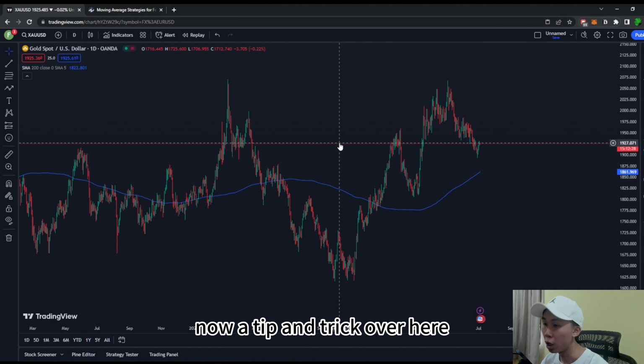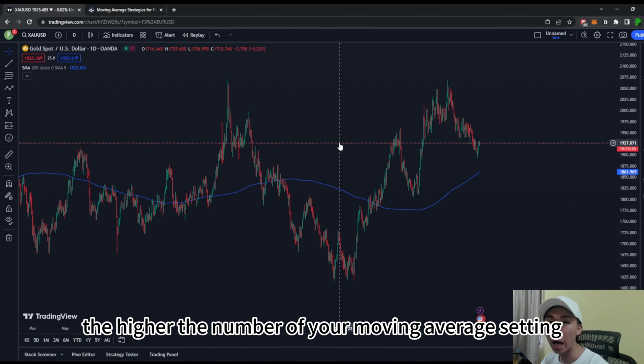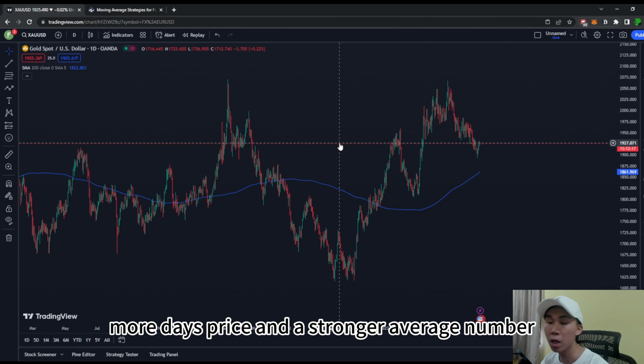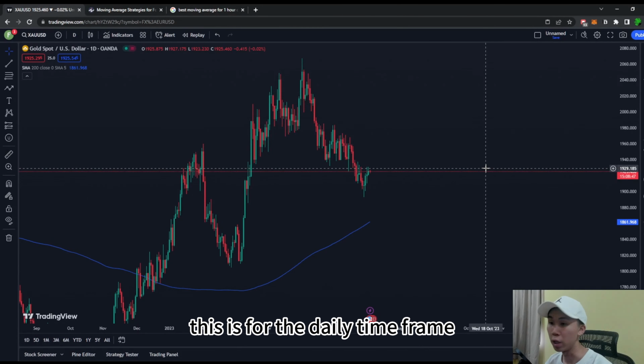Now, a tip and trick over here. The higher the number of your moving average setting, the more stable it is because it contains more days price and a stronger average number. This is for the daily time frame.